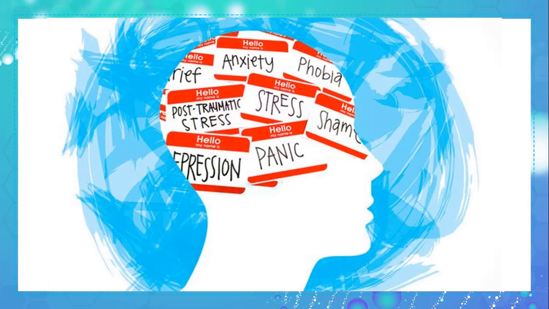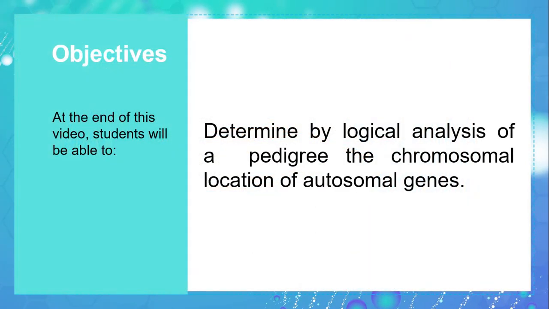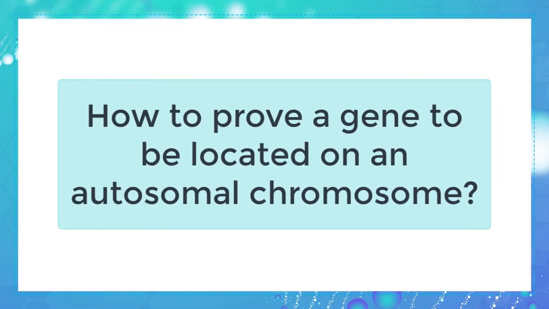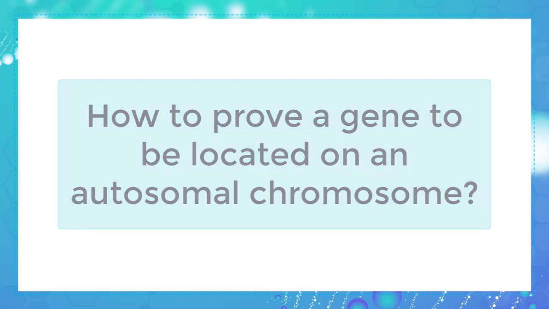with psychological troubles. As in the previous video, you will not be learning about the progression of such diseases, but instead you will logically analyze a pedigree to prove the location of the genes responsible for such autosomal diseases. Here is the strategy you should follow to prove a gene to be located on an autosomal chromosome.